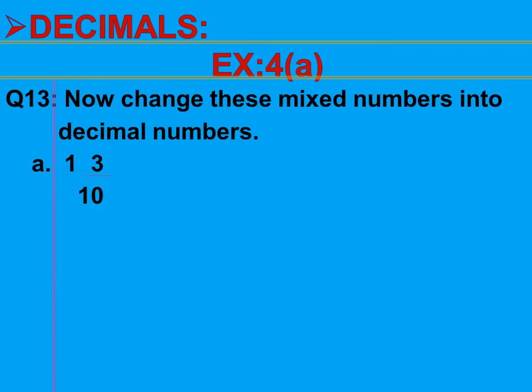Now dear students, we will move to the next question, that is question number 13. Question number 13 is: change these mixed numbers into decimal numbers. Part A. In this question, a mixed number is given and we have to write it as a decimal number. Simply, dear students, we will replace the 0 of the denominator with the digit in the numerator. After replacing, we will get the answer 1.3.